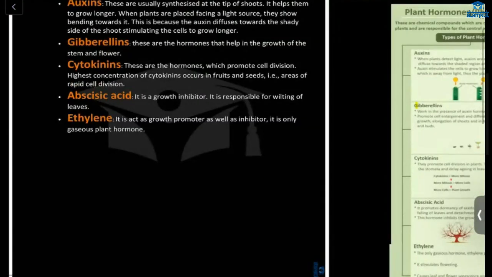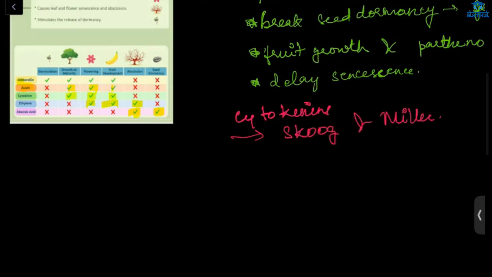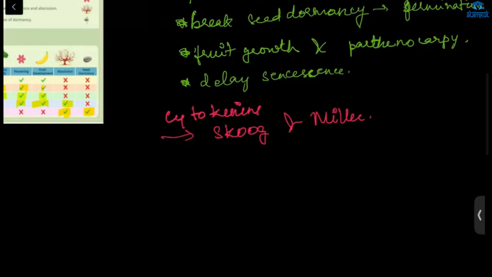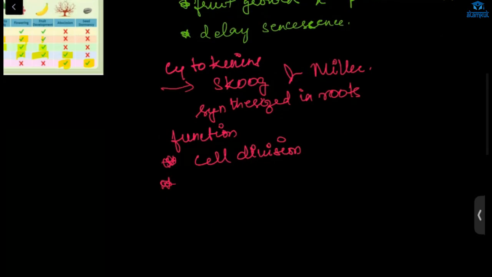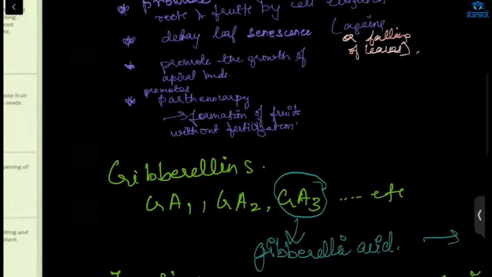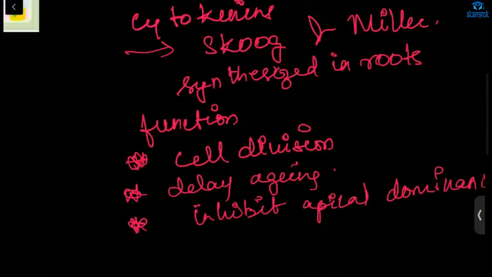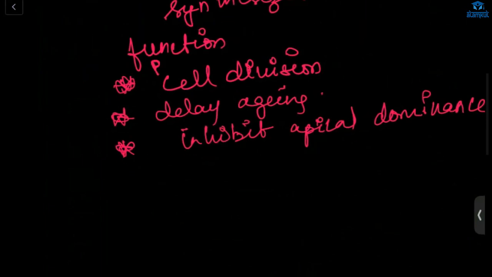Next one, what do we have? Cytokinins. Cytokinins were discovered by Skoog and Miller. And where are they found? Mainly they are synthesized in the root and transported to other parts. Its function promotes cell division. Here also it delays aging. One more thing, it inhibits apical dominance. Auxin promoted apical dominance, the apical buds. Here, cytokinin inhibits it. It promotes cell division.